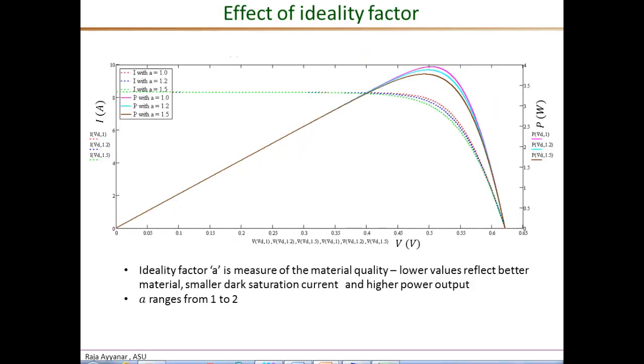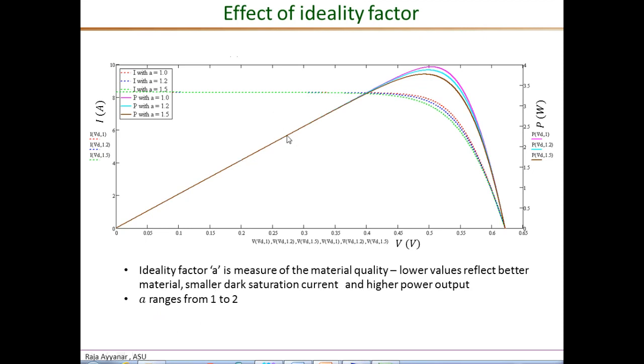So the last slide is on the effect of this diode non-ideality, quantified by the ideality factor A, on the power voltage curves. The ideality factor A is a measure of the material quality, with lower values reflecting better material because of the smaller reverse saturation current I0, and therefore resulting in higher maximum power. And typical values of A are between 1 and 2.